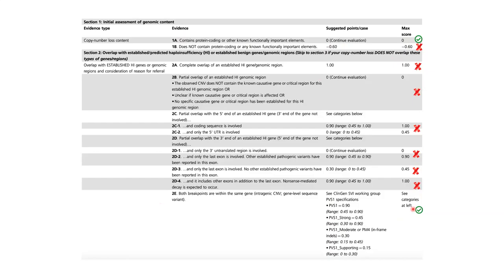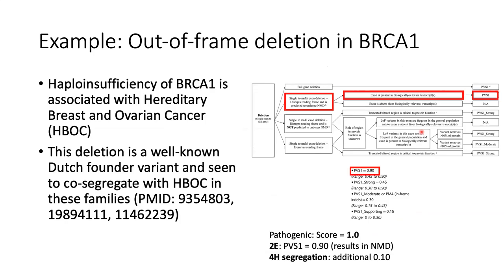We have to see where this falls into a sequencing variant rubric or a PVS1 rubric. So this is a deletion. It's of a single exon. It actually is out of frame or leads to a frame shift and may lead to nonsense mediated decay. The exon is present in all the biologically relevant transcripts. So it gets a PVS1, equivalent to a score of 0.9. And then I can count segregation to get one additional point, and that will get me to pathogenic.